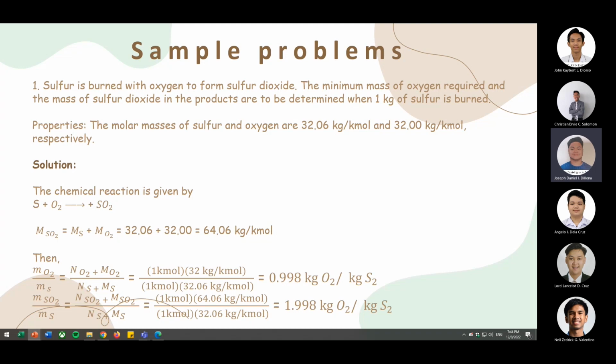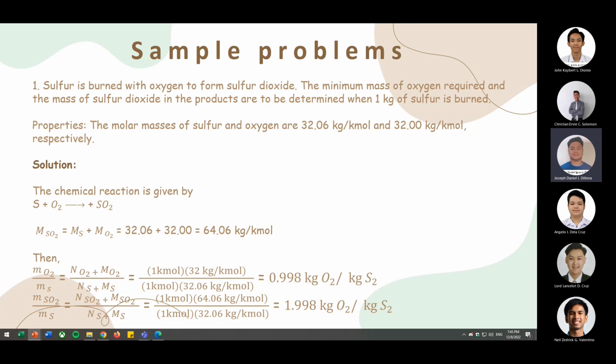So our first analysis is the given chemical reaction: sulfur plus oxygen, which are our reactants, yields sulfur dioxide, SO2, which is our product. Hence, 1 kilomole of oxygen is required to burn 1 kilomole of sulfur, which produces 1 kilomole of sulfur dioxide. So, the molecular weight of sulfur dioxide is equal to the molecular weight of sulfur plus the molecular weight of oxygen, which is 32.06 plus 32 kilograms per kilomole, giving us 64.06 kilograms per kilomole.